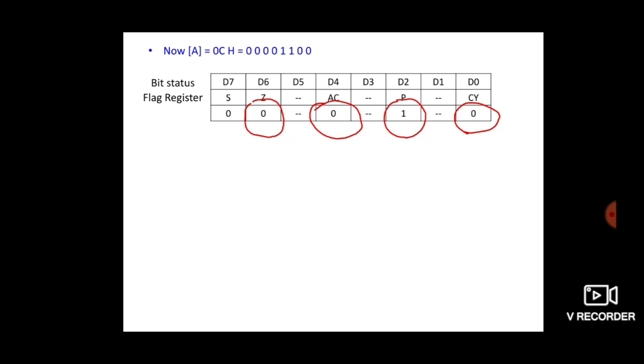Now last is the sign flag. When is the sign flag set or reset? If at bit D7 there is a 1, then the sign flag is set. But if there is a 0, then the sign flag is reset. See, in the accumulator result at the 7th position, is there a 0 or 1? 0 is there.